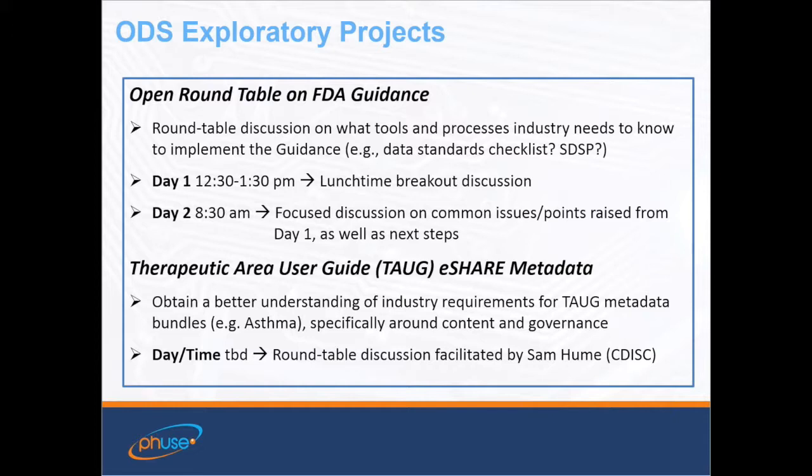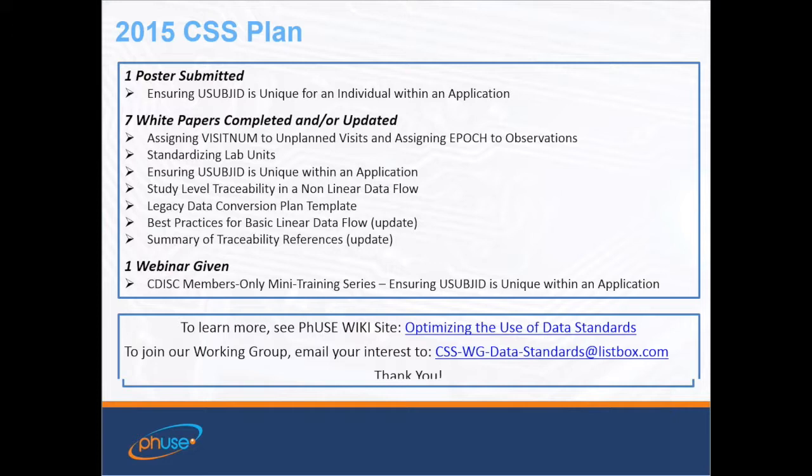So we've been working, as Chris mentioned, closely with CDISC, and they're very interested in getting a better understanding of industry's requirements on the TAUG metadata bundles. One of those therapeutic areas is asthma. What CDISC really wants to gather is information and perspectives on not just the content, but around data governance. So there are two different aspects: the technical side, and the content side.